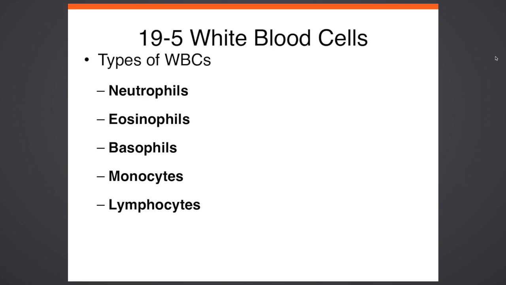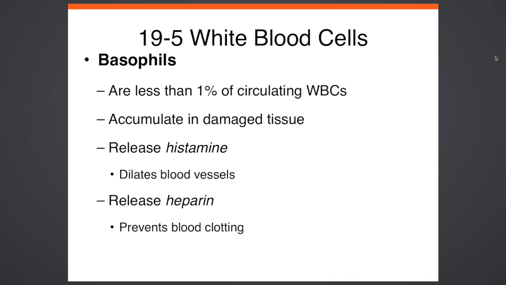There are different types of white blood cells. You have neutrophils, eosinophils, basophils, monocytes, and lymphocytes. I will ask you on the test, which one do you think is the most important here? And it's clearly lymphocytes. Lymphocytes are your number 1 fighters for the immune system to keep you healthy and alive. Let's skip this.